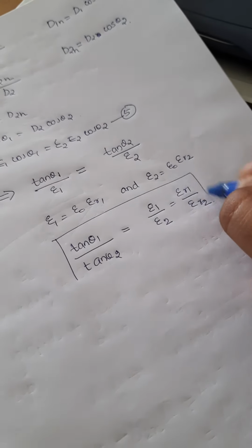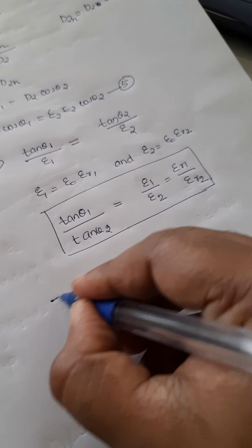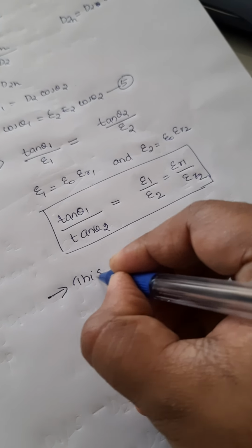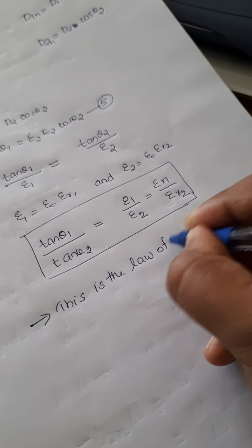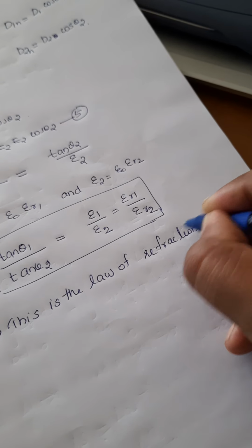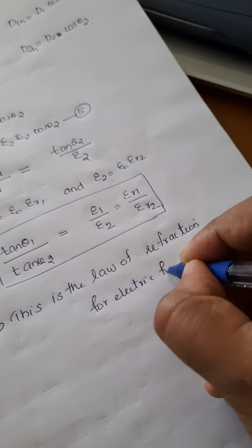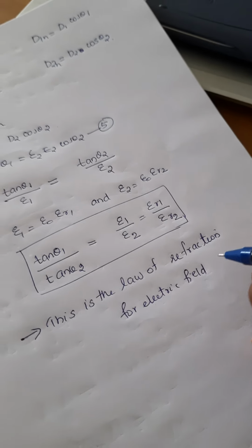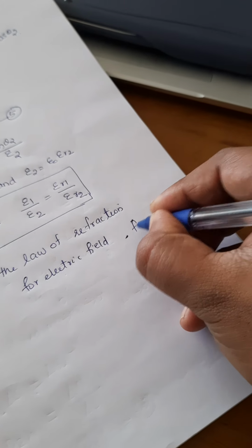And this is the law of refraction for the electric field. This is for charge-free space, where rho is equal to 0.